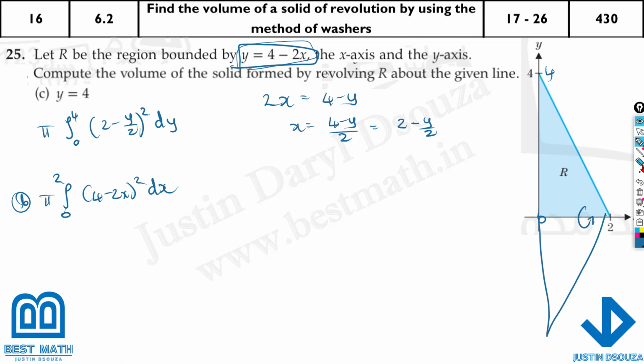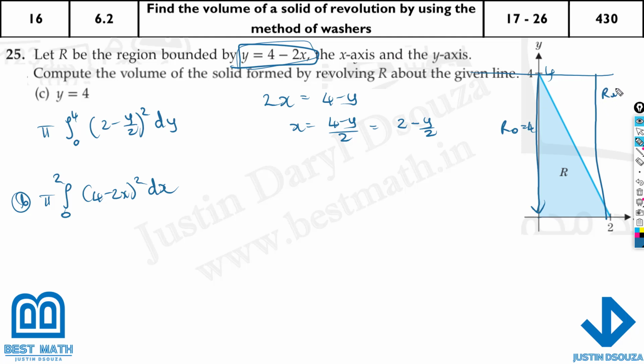What if it's y is equal to 4? Same thing. Here, y is equal to 4 means this line. Now there will be an outer radius and an inner radius. What's the outer radius? From here to here, it's 4. RO is equal to 4. Inner radius here, 4 minus the thing, right? Ri will be 4 minus this equation, 4 minus 2x. I'll write it properly. Outer radius RO will be 4. Inner radius Ri will be 4 minus the given function 4 minus 2x.